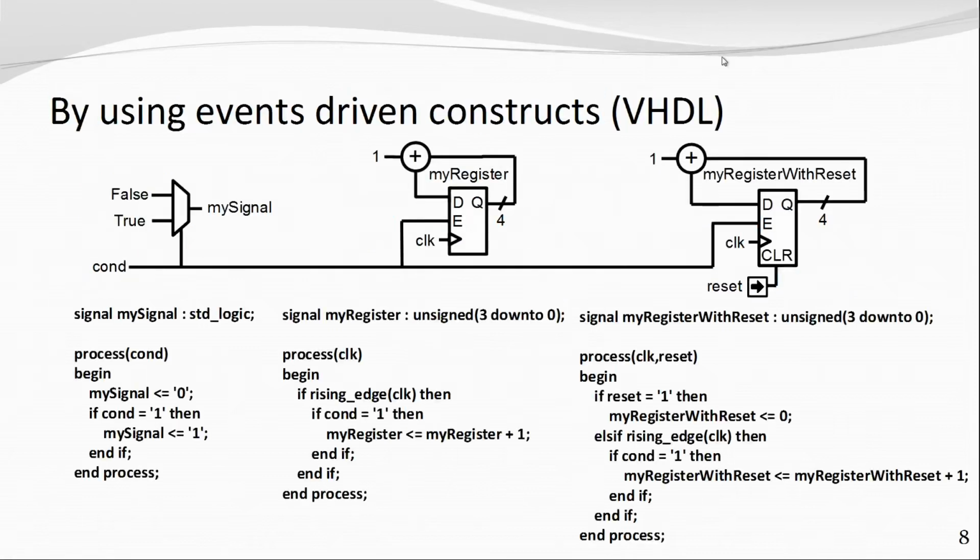So, here is a simple example where you have some common conditions to drive a mux, to drive a counter, to drive another counter with a reset value. In VHDL, if you want to do that, you will have to write 3 different processes because you are in an event-driven paradigm, and this is how you have to do things. It is really boring, and as you can see here, you duplicate the same condition 3 times, which is not very good in terms of code quality.